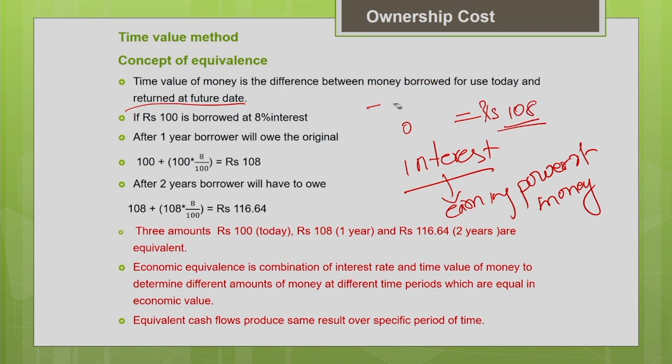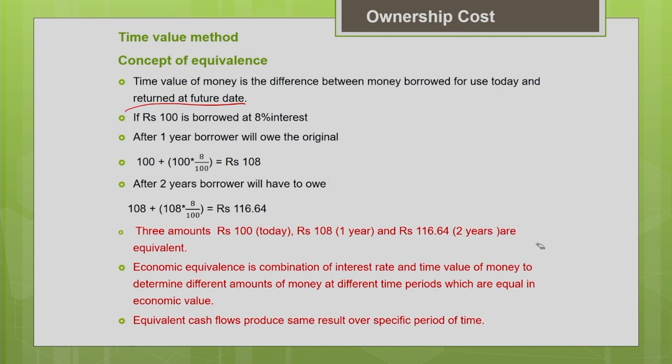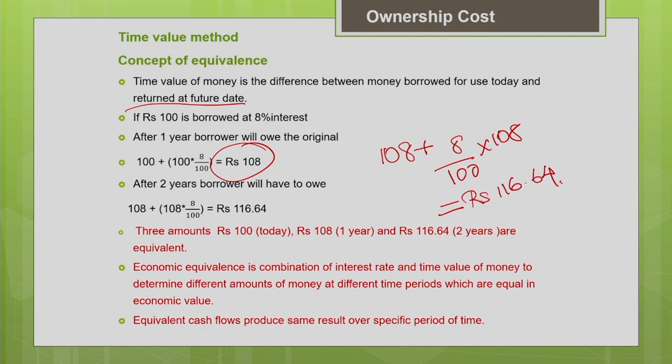Say I am not able to return the money after 1 year, and I am going to return it after 2 years. Then what happens? Your interest will be compounded. Now you have to calculate interest on the new principal 108. So 108 plus 8 by 100 into 108. This is the amount which I have to return to the bank after 2 years. It comes to around 116.64.